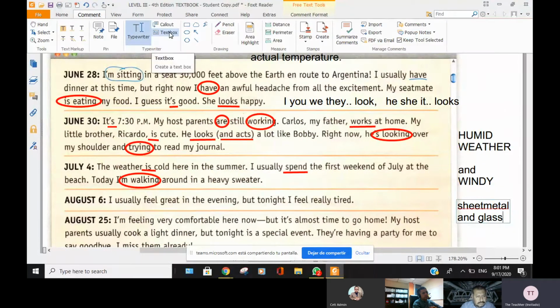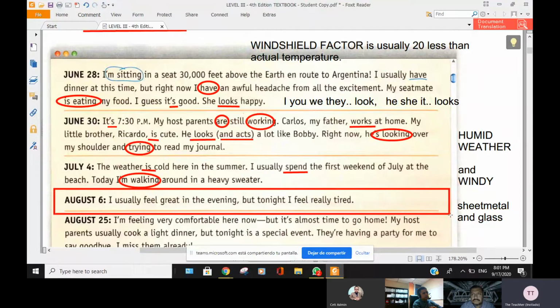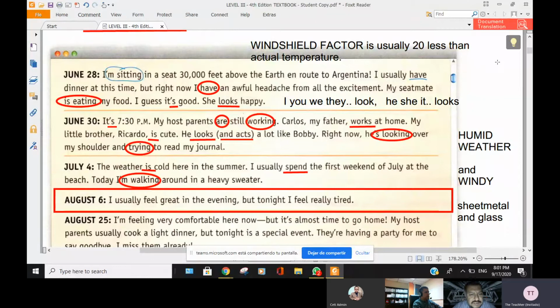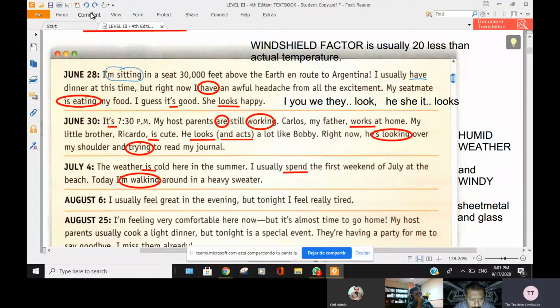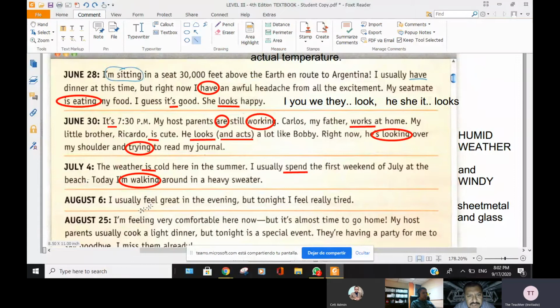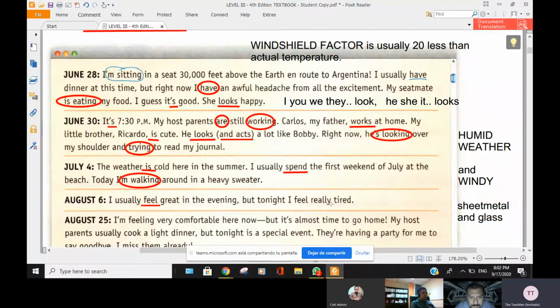Okay, August 6th. Mr. Ezekiel, what happens in the blog on August 6th, please? Okay, August 6th: I usually feel great in the evening, but tonight I feel really tired. So what is happening now and what usually happens every day? In this case, this person says they usually feel great in the evening, but at this moment, this person feels very tired. Exhausted. So every day, the routine is feeling great. So we're going to circle that part because it says underline what happens every day, and underline and circle what is happening right now.